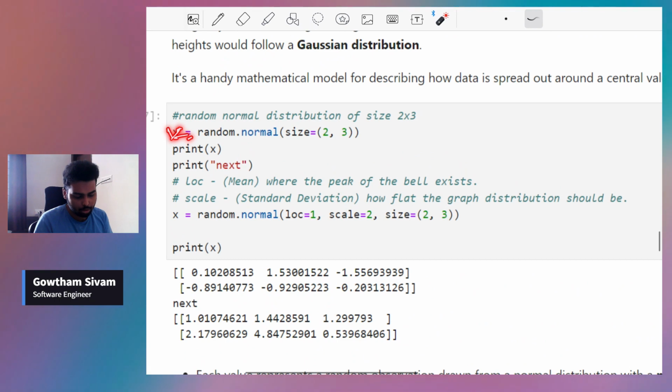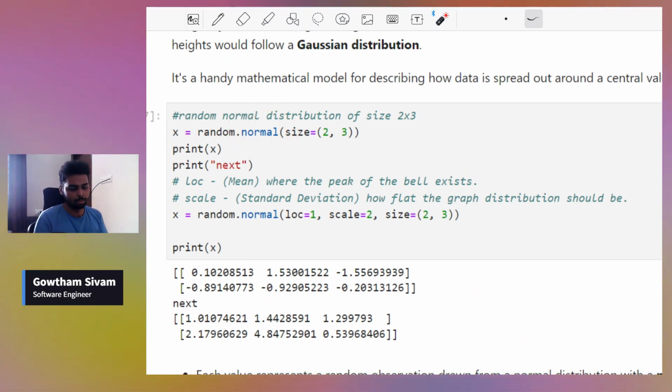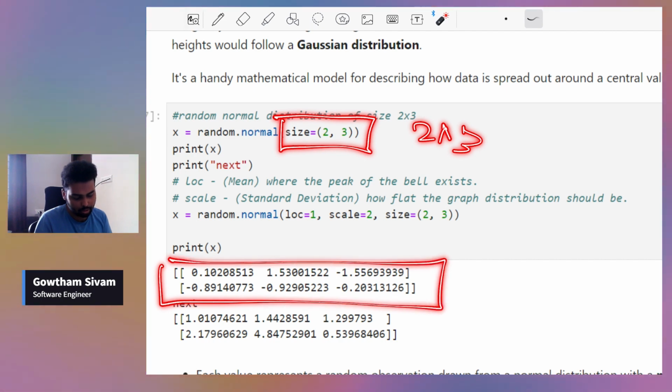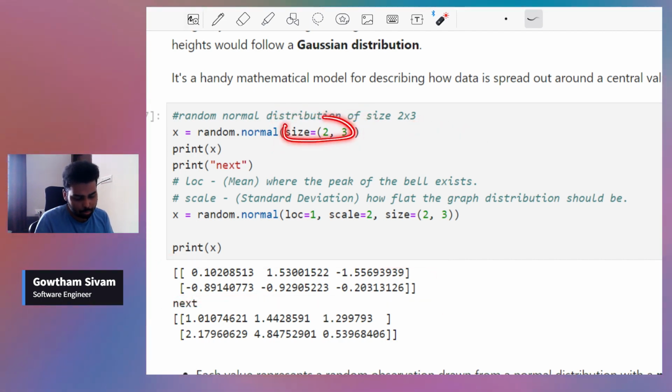X is equal to random dot normal, which is basically a normal distribution. This is also called a Gaussian distribution, right? So size is equal to 2 into 3, which means it must give me a matrix of size 2 into 3. That is what it means. You can see the values as 2 into 3 here, and we have parameters apart from size.